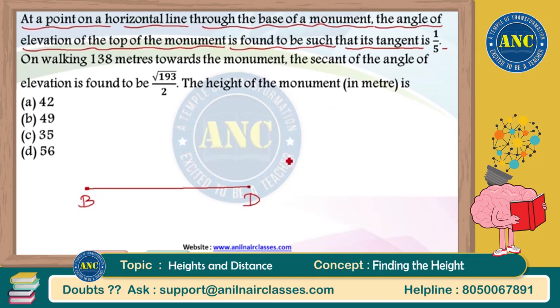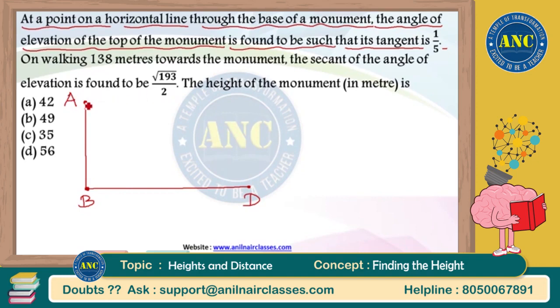At a point on a horizontal line through the base of a monument. It is through the base of this monument. The angle of elevation of the top of the monument. This is the top of the monument. There is a monument called AB. This is the top of the monument. The angle of elevation is found to be such that its tangent is 1 by 5.